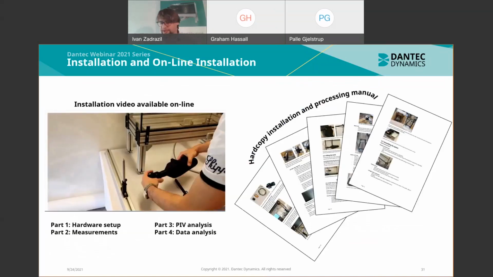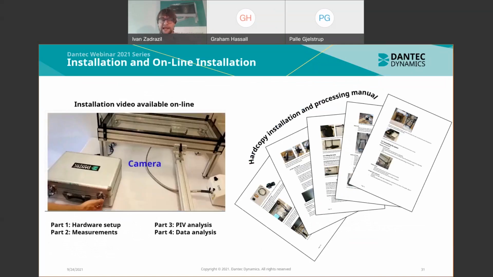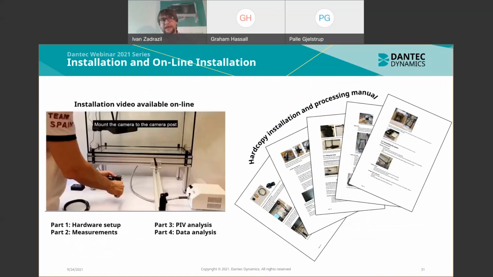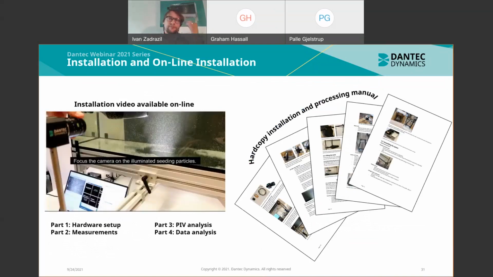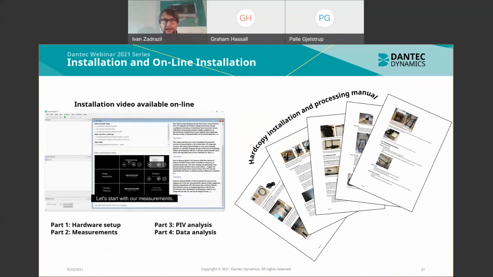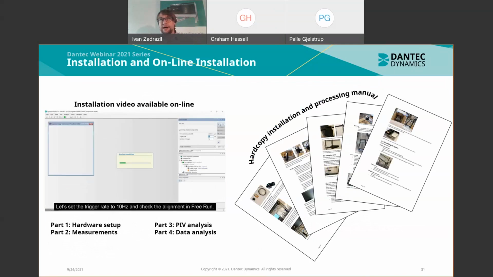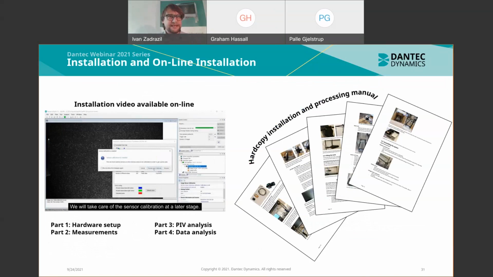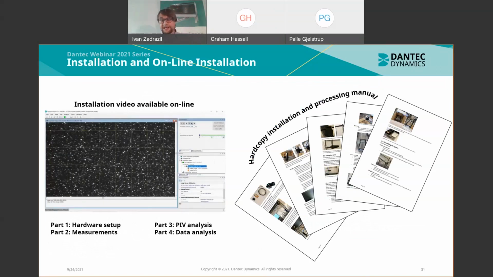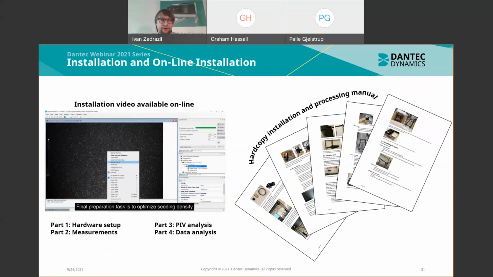Right. So Graham mentioned that I'm going to show some online installation. The Edu PIV system comes with an online video installation guide that can be accessed online. It's about 30 minutes long, so over here it is slightly sped up. As you can see in the animation on the left, it's separated into 4 parts.